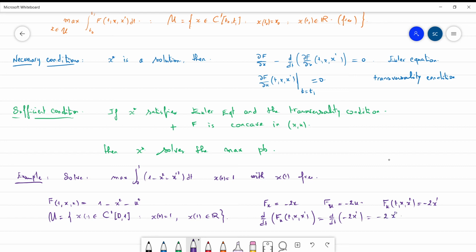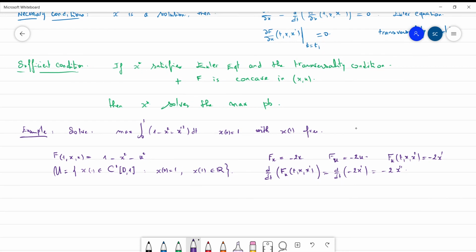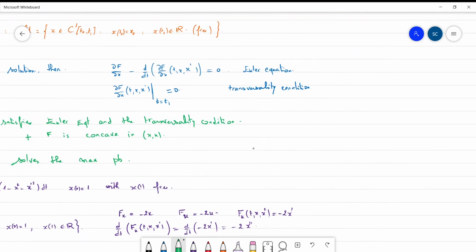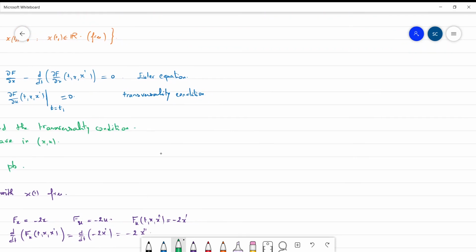Now let's look for the candidates for optimality. I will continue working here. Yes, the candidates.